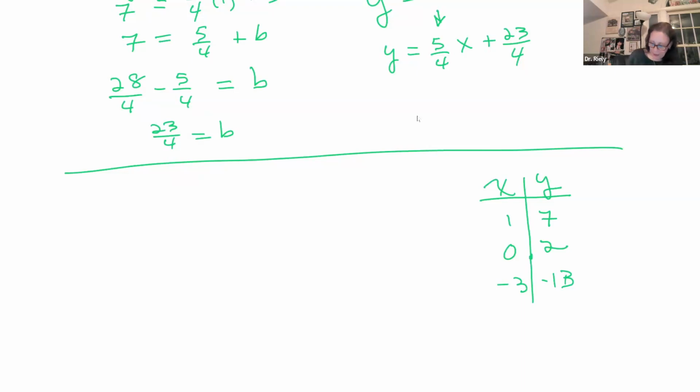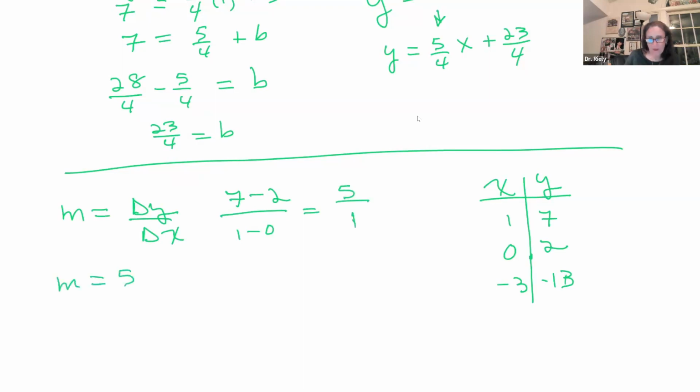So do the same thing we did. Get your slope by saying change in y over change in x. So I'm just going to say 7 minus 2 over 1 minus 0. So that's going to be 5 over 1. So my slope is just 5. Now they gave you a gift here because that is your y-intercept. So if you see the gift, you can say, oh, thank you so much, because now I have that and I'm done.